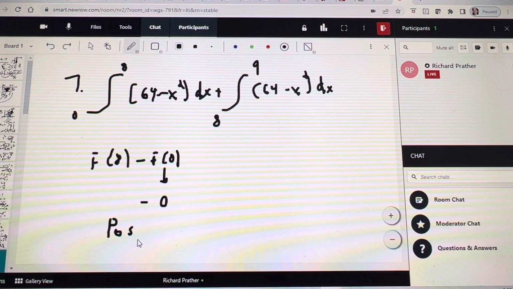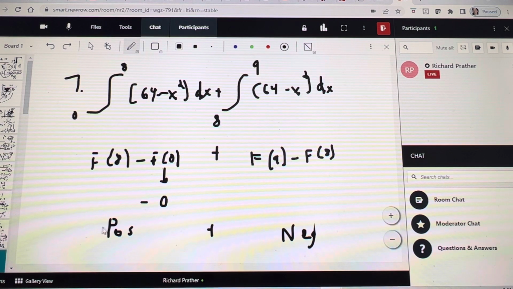And it's going to have a 3 in the denominator most likely because the antiderivative of x squared is x to the third over 3. So just leave the over 3 for now over here like I did on number 6. And then add big F of 9 minus big F of 8. This is going to be a negative answer. It'll probably be over 3 also.